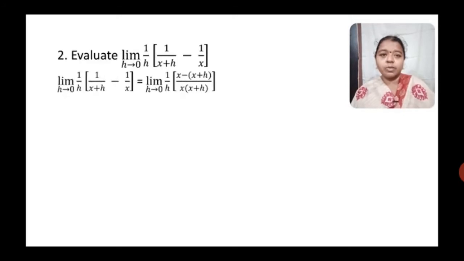The next problem is, evaluate limit h tends to 0, 1 by h into 1 by x plus h minus 1 by x. Now here what we have to do is, we will be taking the LCM. So when I take the LCM, it is x into x plus h. We will cross multiply the terms. We get x minus of x plus h. On simplification, it becomes minus h. We know x and x gets cancelled.